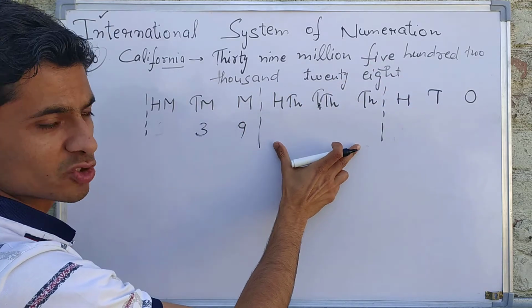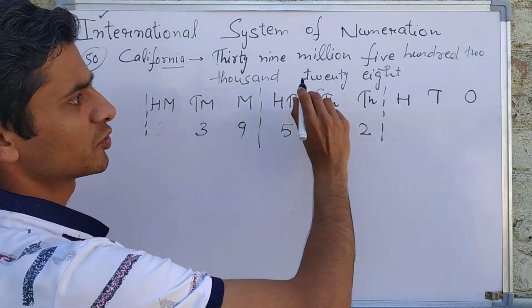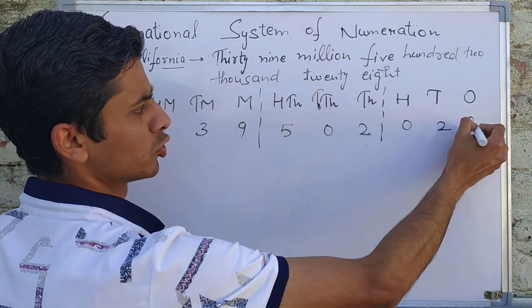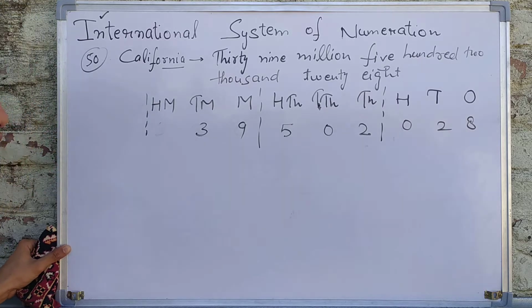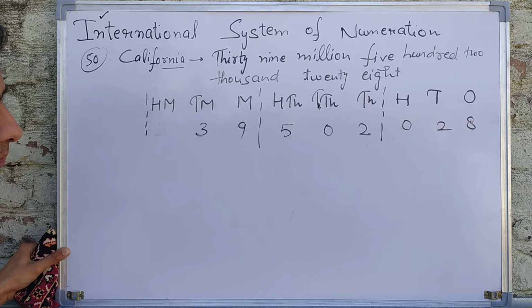502,000. In the thousands period what is given? 502. And after that 28. So it would be 0 2 8, 028. So in this way you can write it in number form. Now you have got it in number form.